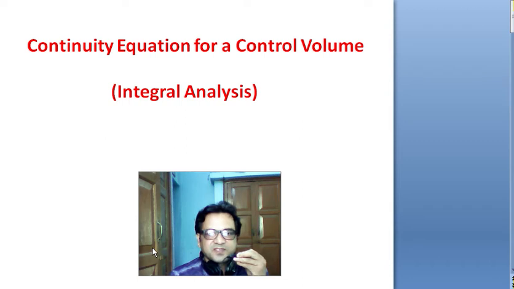So in this video, we will get the continuity equation for a control volume. Basically, for a control volume, we are interested in finding the mass flow inlet, mass flow outlet, momentum in, momentum out, energy in, energy out. These are the gross flow behaviors entering and leaving the control volume. So that's why for a control volume, it's important to know the equations. In this video, we will only focus on the continuity equation for a control volume.